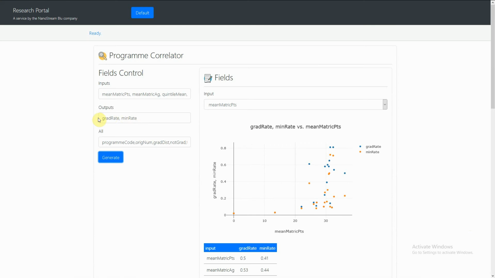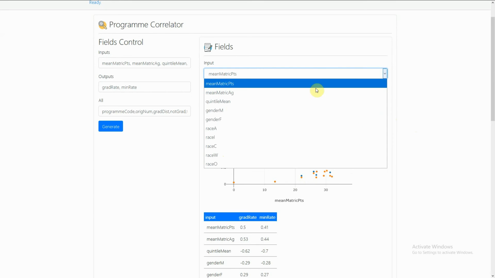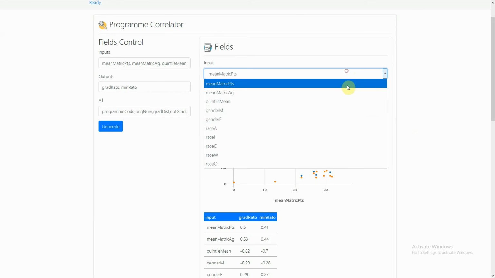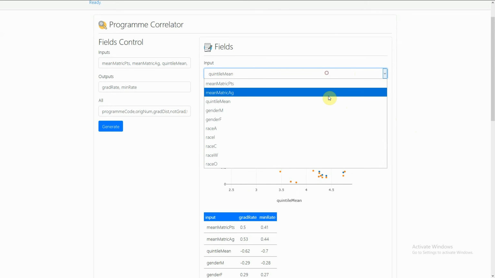We use 2 metrics, namely the graduation rate, or fraction of a cohort that graduates after 3 years, and the minimum rate, or the fraction of a cohort that graduates in minimum time. So these are averages of all students across a whole program. We then plot these metrics against some biographical parameters mentioned earlier. We can see significant correlations with matric results, quintile, gender, and race.